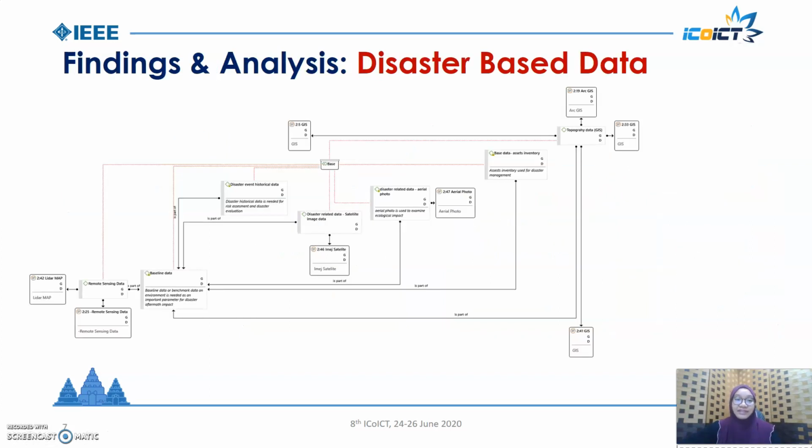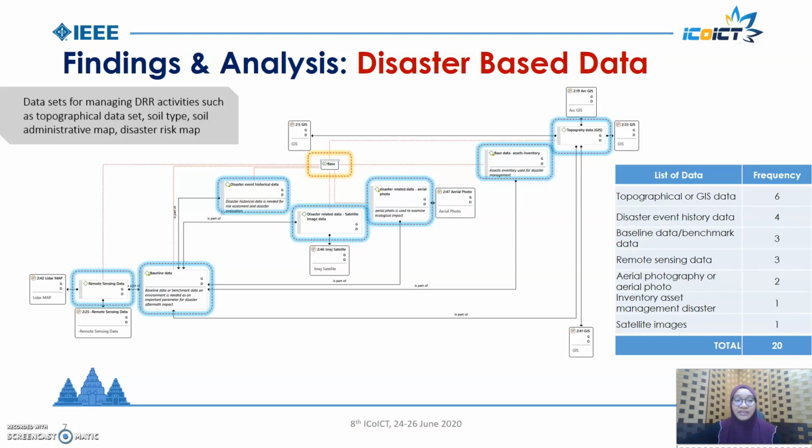And this is the finding. Firstly, let me explain about the first finding, which is the disaster-based data. Disaster-based data refers to any main data related to disaster risk reduction, consisting of topographical data sets, soil type, soil administrative map, disaster risk map, and so on. So, we were able to identify 20 impactful data ranging from topographical or GIS data until the satellite images.